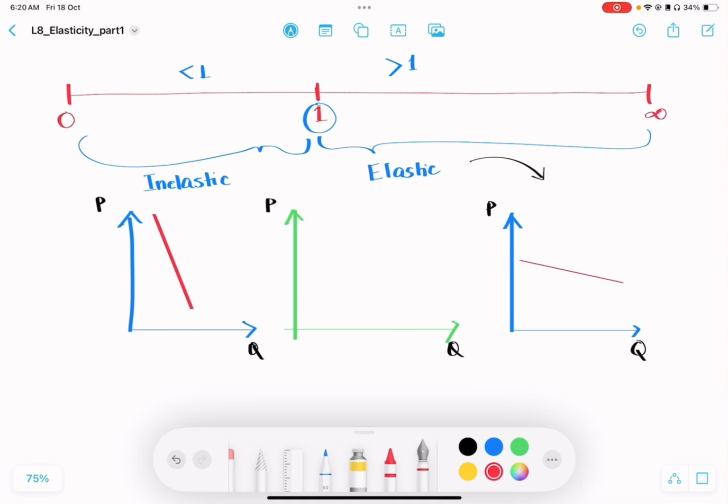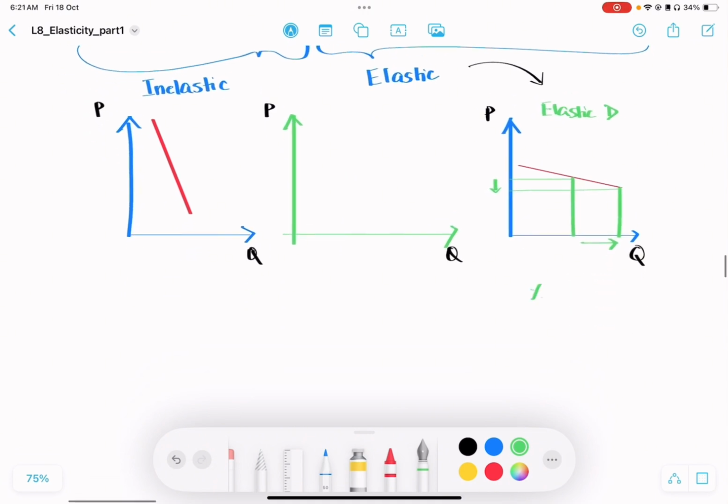So what does that actually mean? In the case of elastic demand, it means that if you've got a small change in price, if the percentage change in price is small, look, the resulting change in quantity demanded is huge. Small change in price, huge change in quantity demanded. So it is showing that the percentage change in quantity demanded is more than the percentage change in price. That's what we mean by elastic demand. It is very responsive.